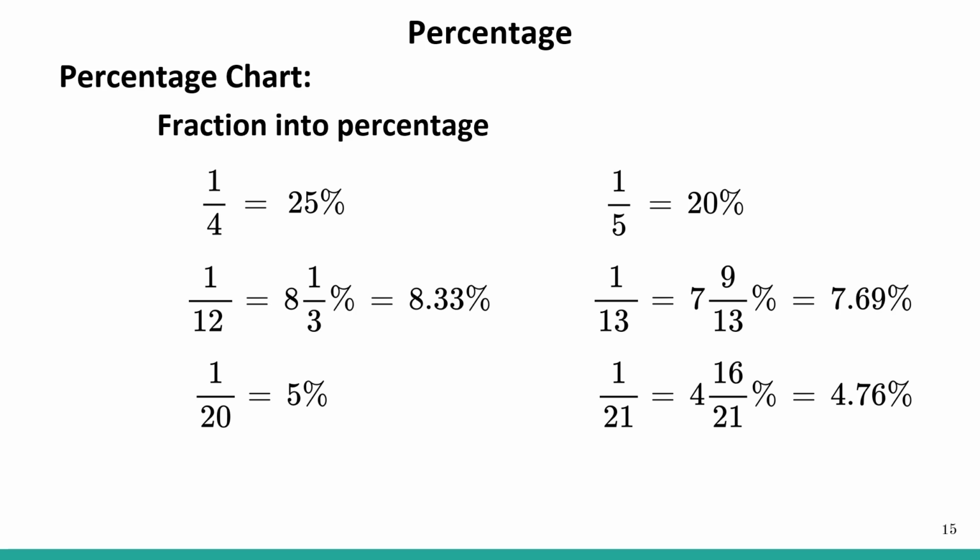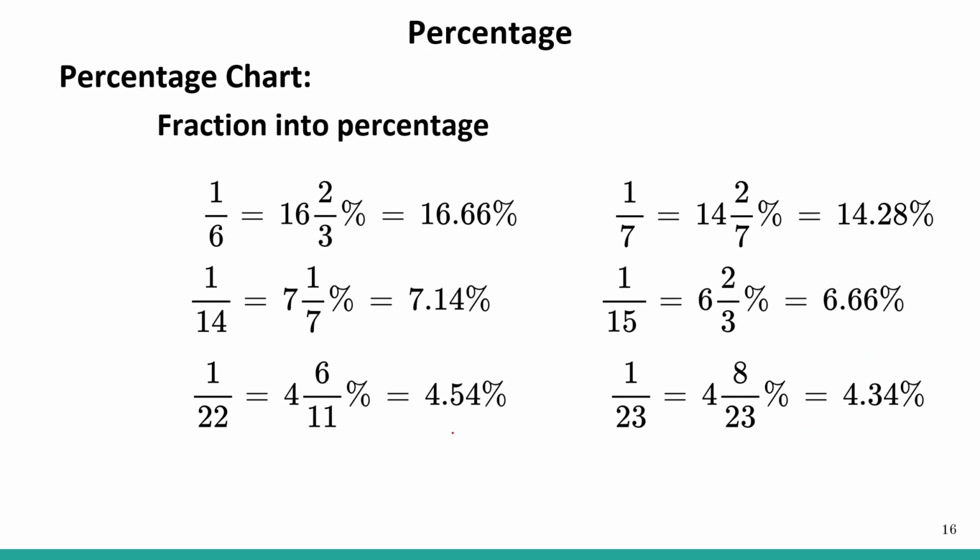So 1 by 4 is equal to 25%, as you can see here. 1 by 12 is equal to 8 whole and 1 by 3%, that is 8.33 or 8.3 bar percent. And 1 by 20 is nothing but 5%. 1 by 5 is equal to 20%. 1 by 13 is equal to 7 whole and 9 by 13%, that is 7.69%. And 1 by 21 is equal to 4 whole and 16 by 21%, that is 4.76%. So there is another chart here.